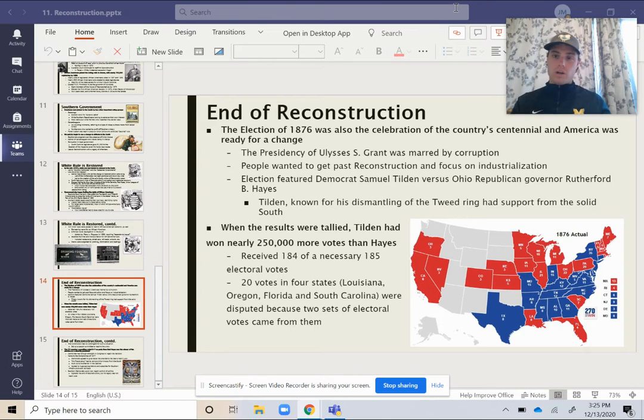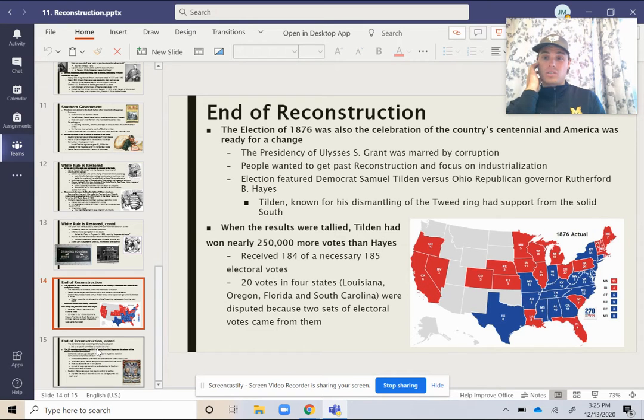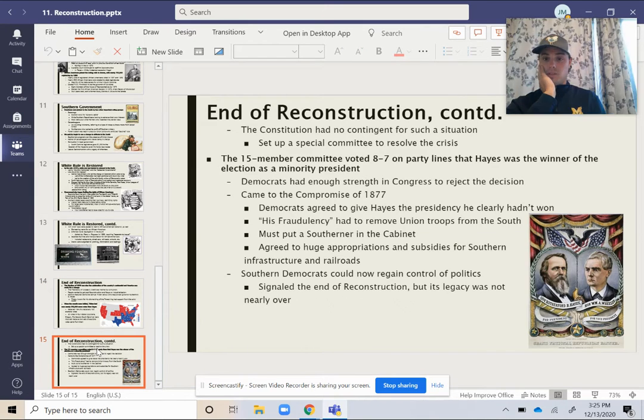Both parties in the state send sets of electoral votes to Washington, D.C. to be counted. So you have the Republicans sending their votes and the Democrats sending their votes. The question is, well, which one do we take? Because this is really nothing that's ever happened before in American history, and we really don't have a precedent for it that would tell us what to do. So, because we don't know which set of electoral votes to take, Congress establishes a committee to resolve the crisis.